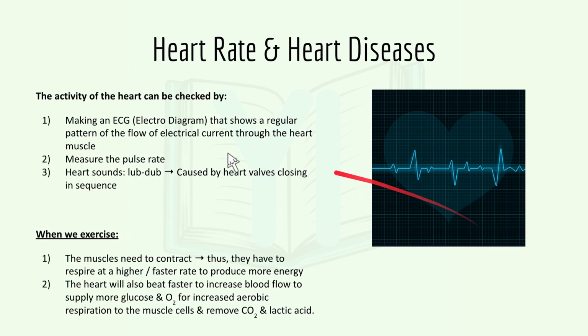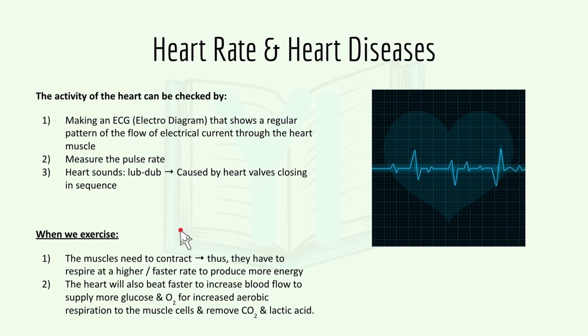So we'll move on to heart rate and heart diseases. The activity of the heart can be checked by making an ECG, or electrocardiogram, that shows a regular pattern of the flow of electrical current through the heart muscle, and it can also measure the pulse rate and the heart sound, which is caused by the heart valves closing in sequence.